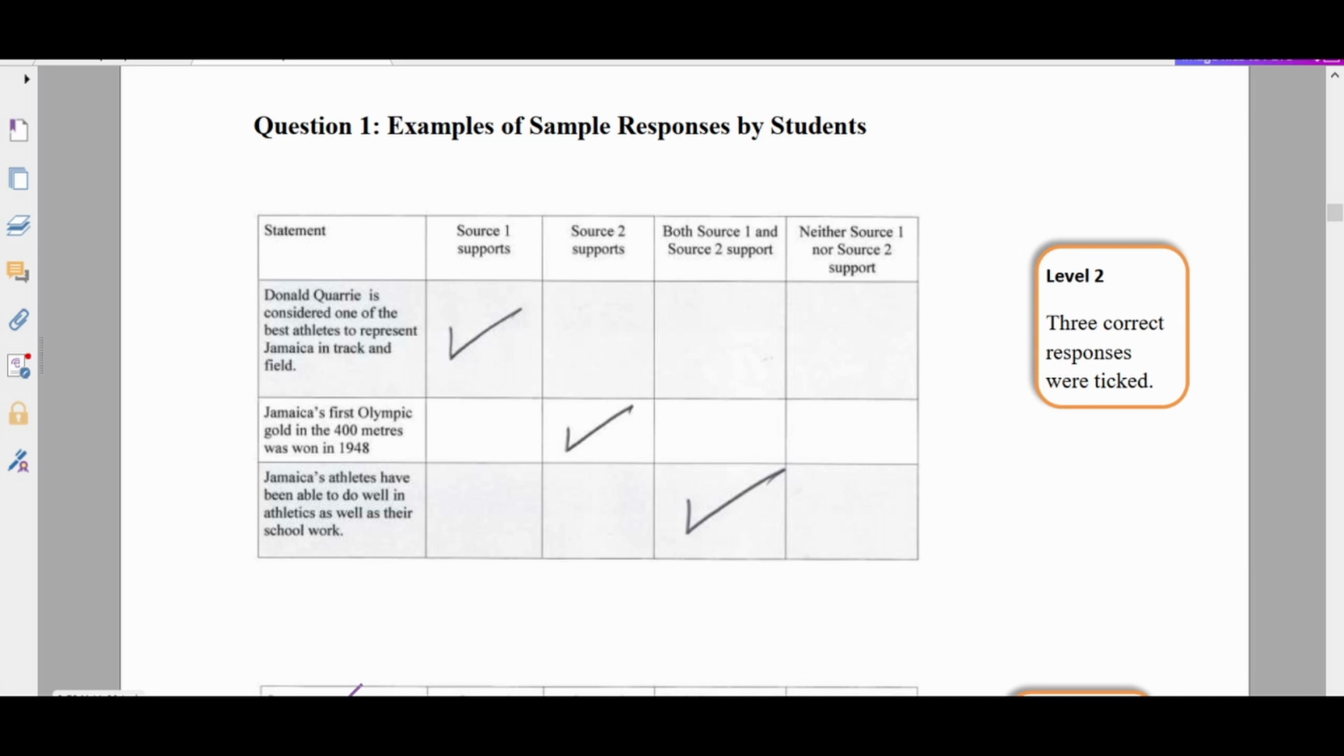field. That would only be found in source 1, because source 1 was dedicated to Quarry alone. Source 2 was about Arthur Wint, while source 3 was not specific to any athlete. It just spoke about the country and the medals it would have gotten over a particular period of time.